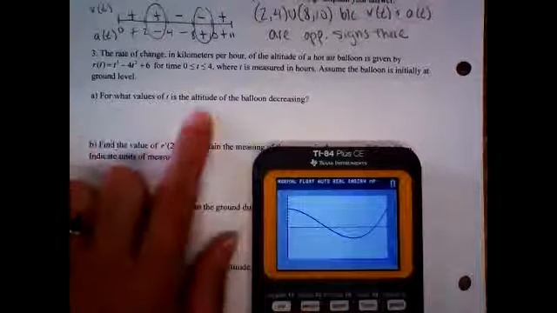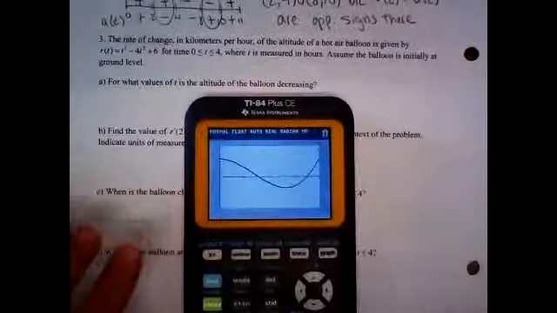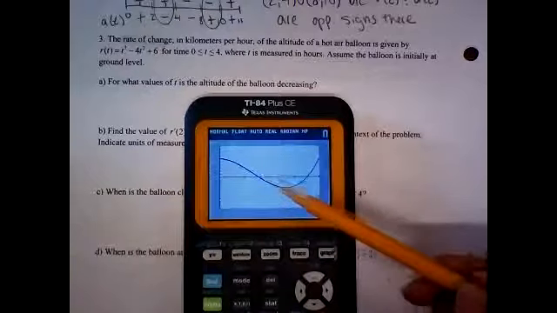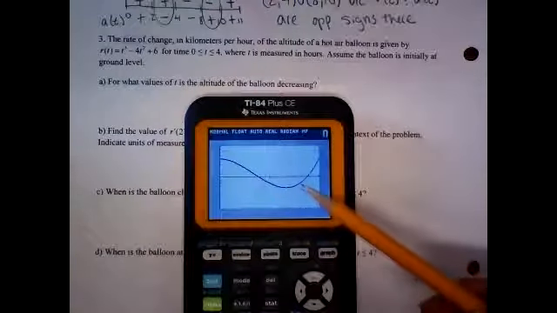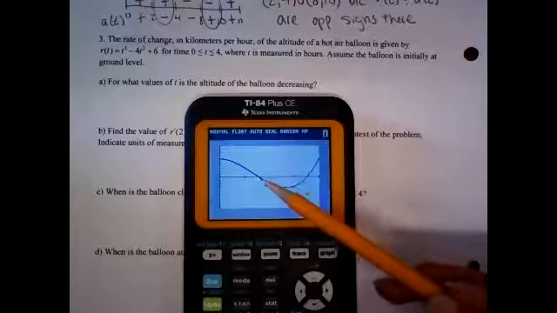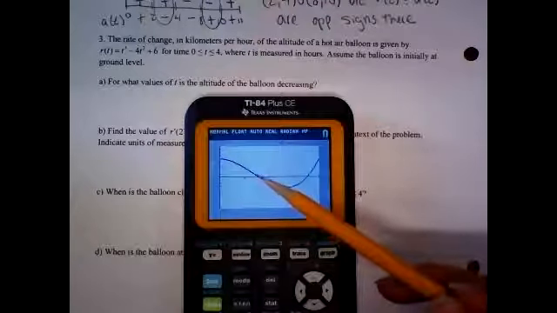Letter A, for what values is the altitude of the balloon decreasing? Well, that would be this portion right here. That's where the velocity is negative. So from this point until this point. Now you have to make your calculator give you those values. So how do I calculate this value right here? Do you guys remember what buttons to press?